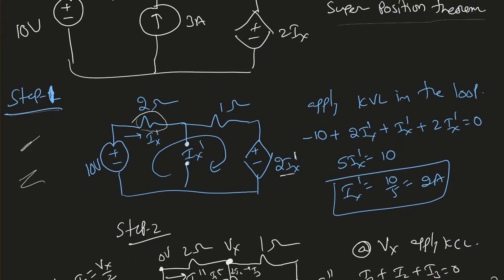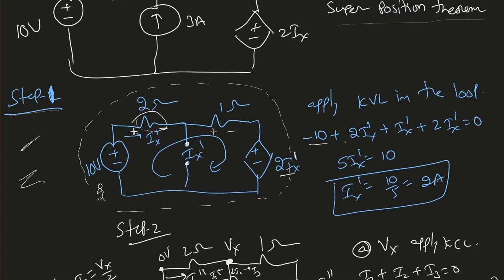Here my goal is finding ix prime. It's just a single loop. I'm walking from here and reaching the same point without touching any element more than once. That's just applying KVL, so apply KVL in the loop. -10, because I'm entering through the negative terminal, so take that as a minus. Here I should assign positive and negative signs based on the current flow. So ix prime is entering, and we always take that as positive because a resistor never generates voltage. That is the reason I assigned positive there.